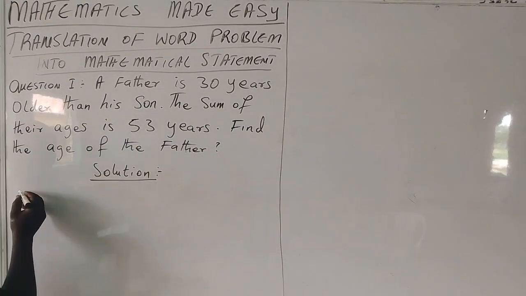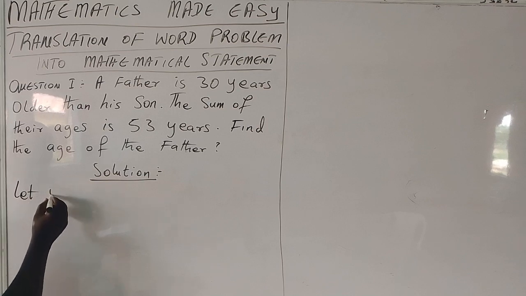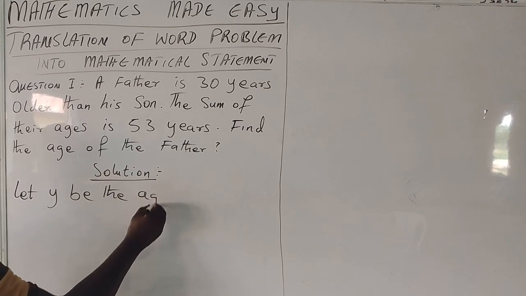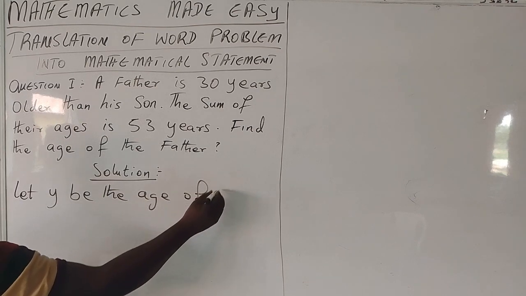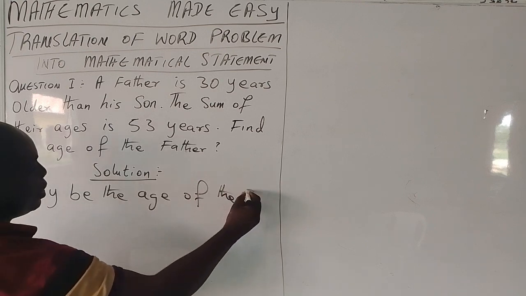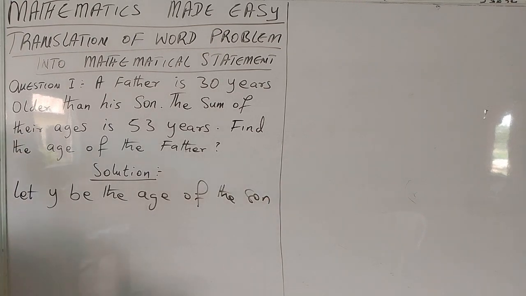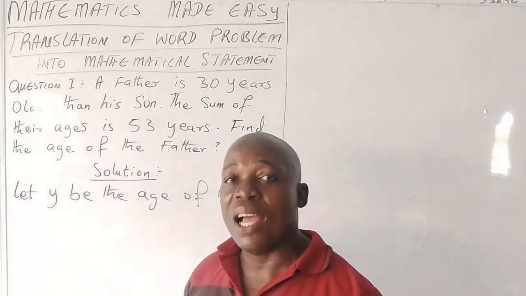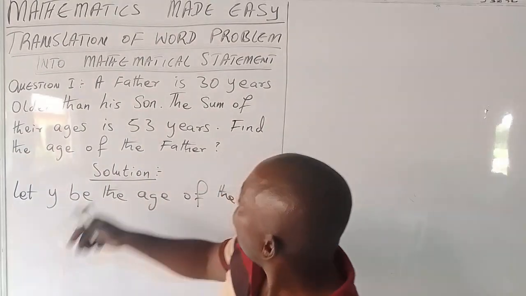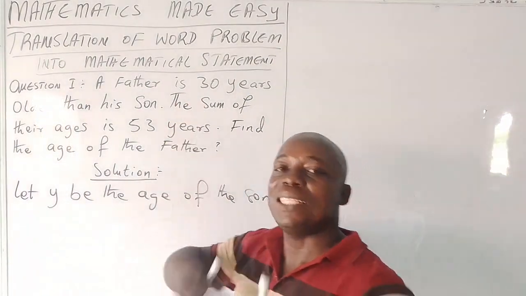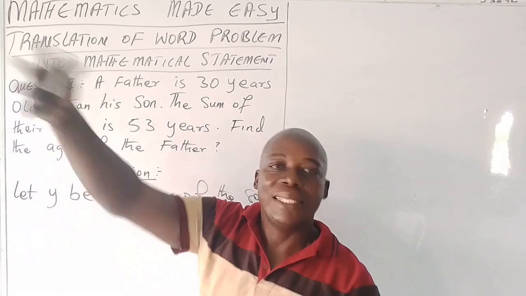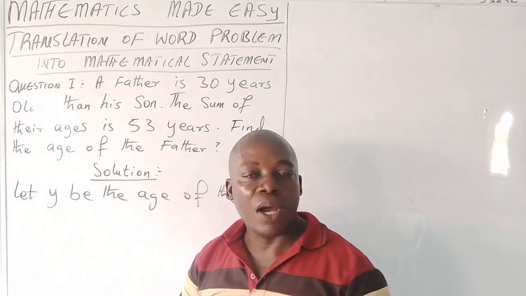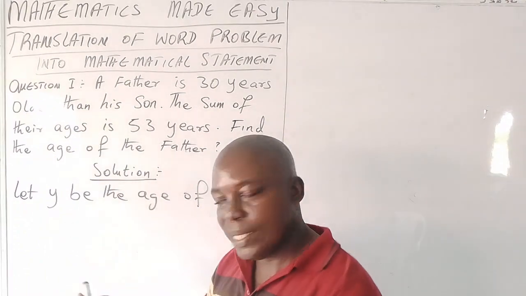Let y be the age of the son. If y is the age of the son, which means the age of the father will be y plus 30 years, because they say that the father is 30 years older than the son. So if the age of the son is y, the age of the father will be y plus 30 years.